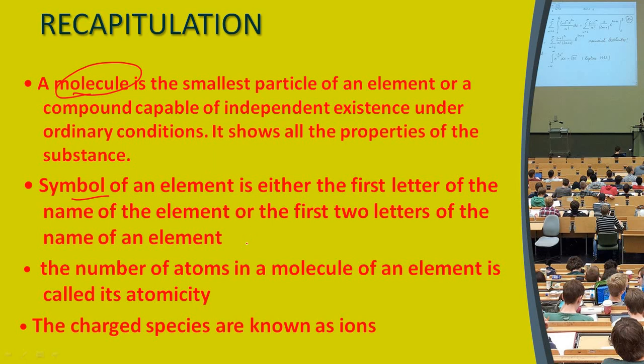The number of atoms in a molecule is called the atomicity of that element. For example, oxygen, its atomicity is 2. Sulfur, its atomicity is 8. Phosphorus is P4, its atomicity is 4. Means how many atoms are united together to form one molecule, that is called its atomicity. And the charge found on any element makes it an ion. Ions are of two types, cation and anion.